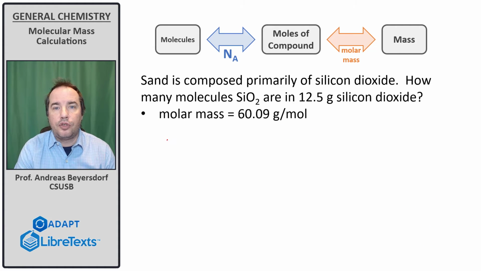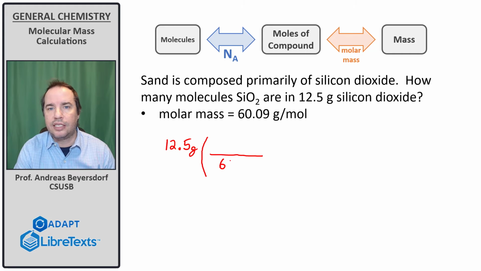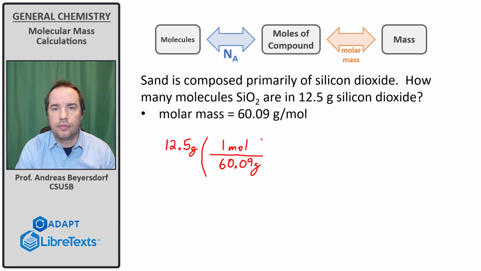So we have 12.5 grams. We want to convert first to moles. So we use this: 60.09 grams is 1 mole. The grams will cancel out. That'll get us moles. And then if we want to go to molecules, we need to have a conversion from moles to molecules. And that conversion is Avogadro's number.